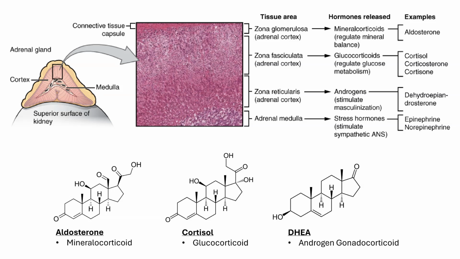The adrenal cortex is the superficial region containing glandular epithelial tissue. The cortex is divided into three zones. The most superficial layer is the zona glomerulosa. This layer produces aldosterone. Aldosterone is a mineralocorticoid that acts on the kidneys.